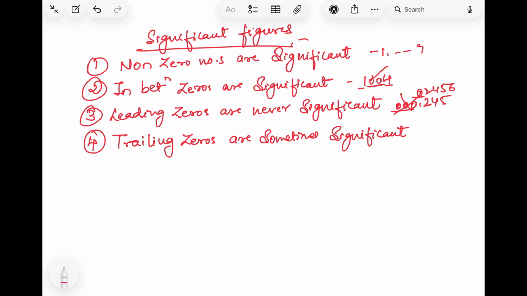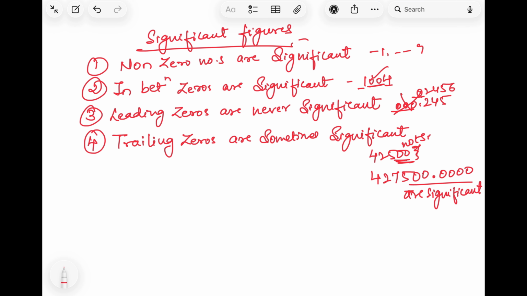Similarly, trailing zeros are sometimes significant. Take 42500. These are trailing zeros, so these two zeros here are not significant. But in case we have a number like this with a decimal point and again there is a 0, in this case all these trailing zeros are significant. So we need to remember that trailing zeros are sometimes significant. That sometimes is when there is a decimal point; if there is no decimal point, then the trailing zeros are never significant.